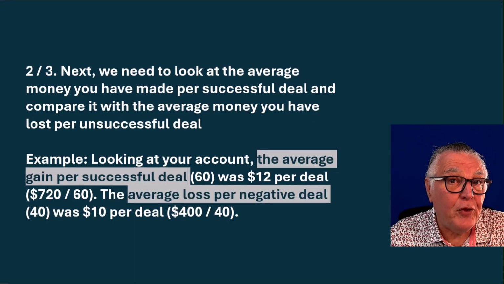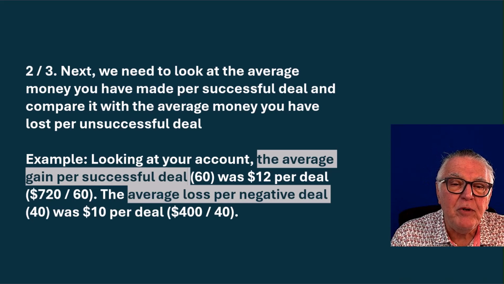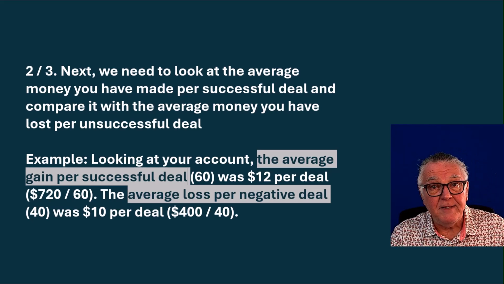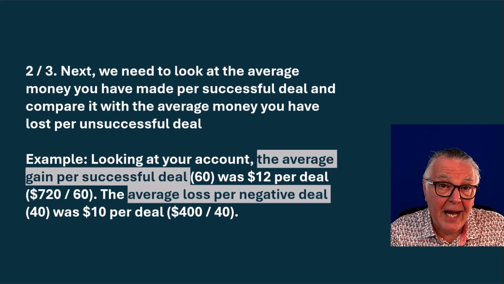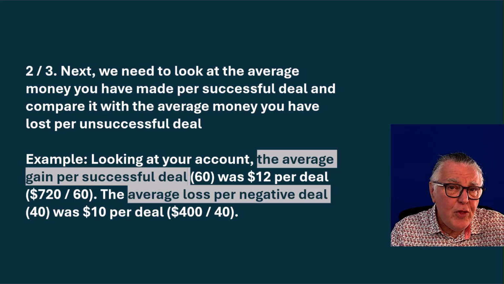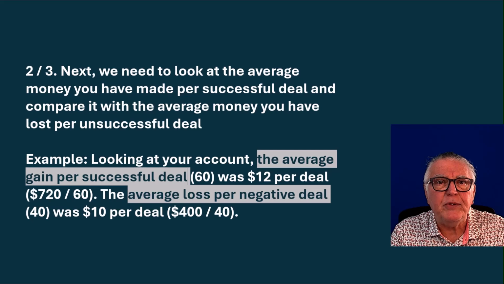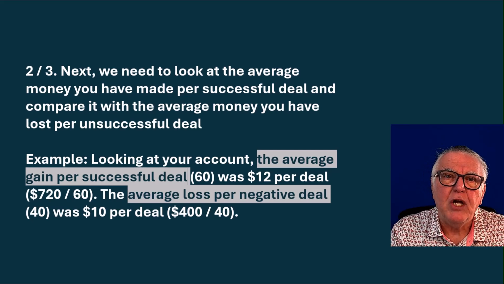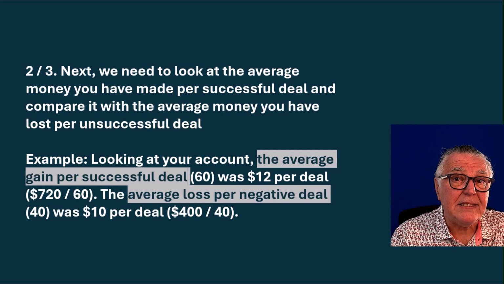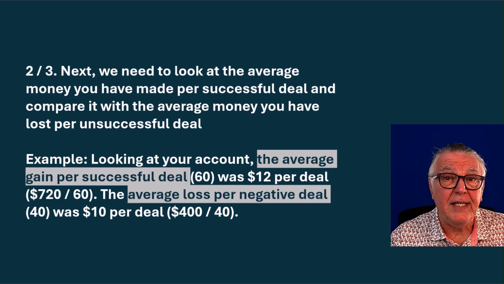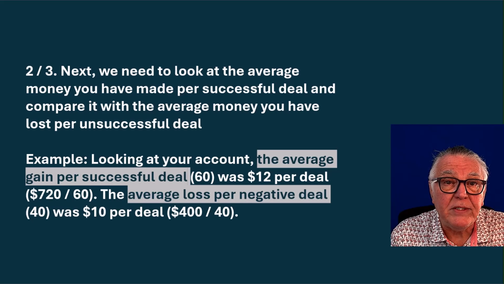So number 2 and 3 together is you need to look at the average money that you are making per successful trade. And then you need to also know the average money that you are losing per unsuccessful trade. As simple as that. 3 very simple things: success rate, average gains made per trade on successful trades, average losses made on unsuccessful trades. Those are the 3 driving statistics that will determine your success as a trader, and I'm going to teach you how to manage those simple 3 points.